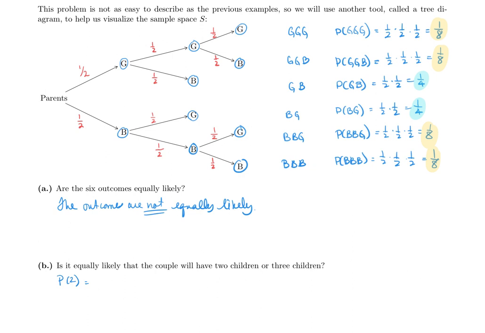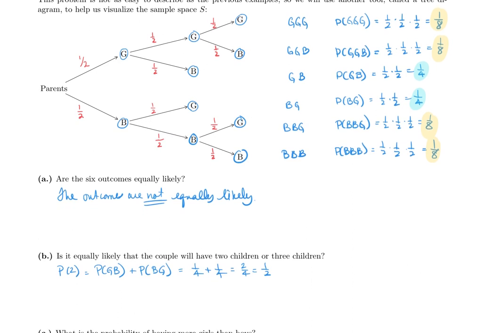Well, that happens only when they get the probability of a girl and a boy plus the probability of a boy and a girl. And we'll talk a little bit more in a moment about why this is adding and not multiplication. So we end up here with 1/4 plus 1/4, or 2/4, which is 1/2. So they have a 1 in 2 chance of having 2 children.